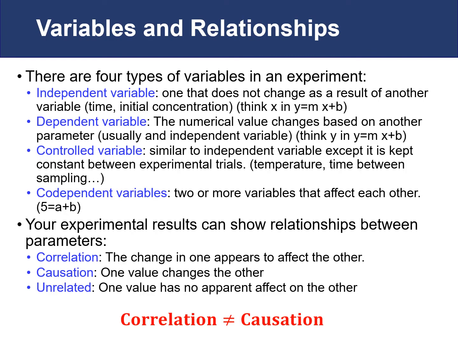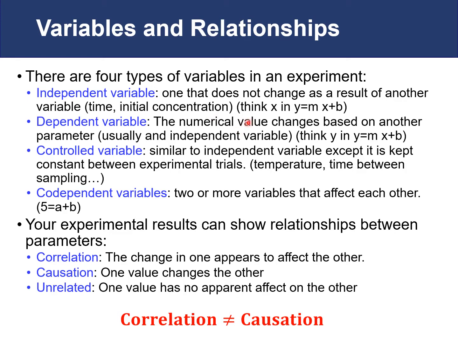So once we have collected our data, there are a bunch of different ways that they can be related to each other. And we talk about this in terms of the different types of variables. There are 4 different types of variables in an experiment. There are independent variables. These are ones that do not change as the result of another variable. Examples of these are time and initial concentration. Initial concentration, once you start an experiment, you can't change your starting values.